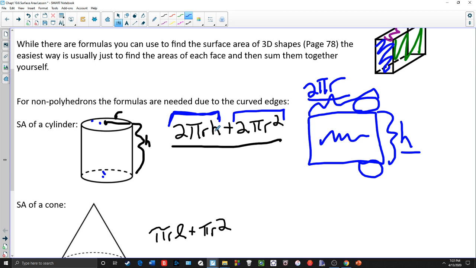of the circles. It's kind of a long formula compared to some of the other ones we've had, but it has a certain flow to it, right? 2 pi rh, 2 pi r squared. As long as you remember that flow, you should be all right. And again, the first part takes care of the tube portion. The second part takes care of the top and bottom circles together.